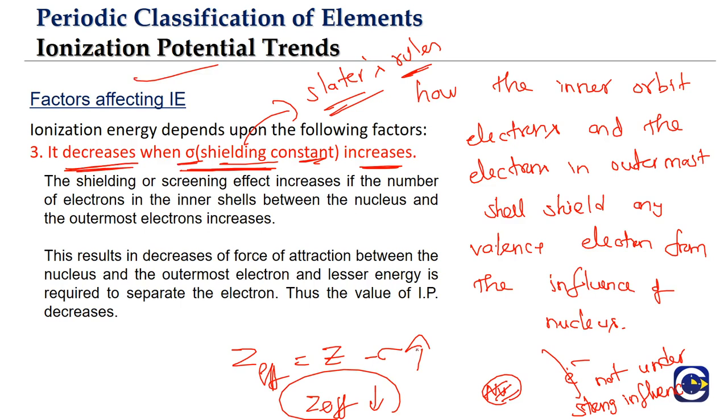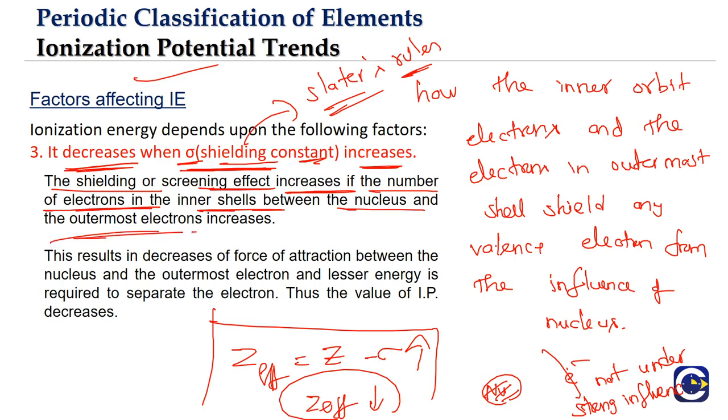You have to remember this formula: Z effective is equal to Z minus sigma. Sigma increasing means Z effective will decrease. That is it. So the shielding or screening effect will increase if the number of electrons in the inner shells between the nucleus and the outermost electrons is increasing.